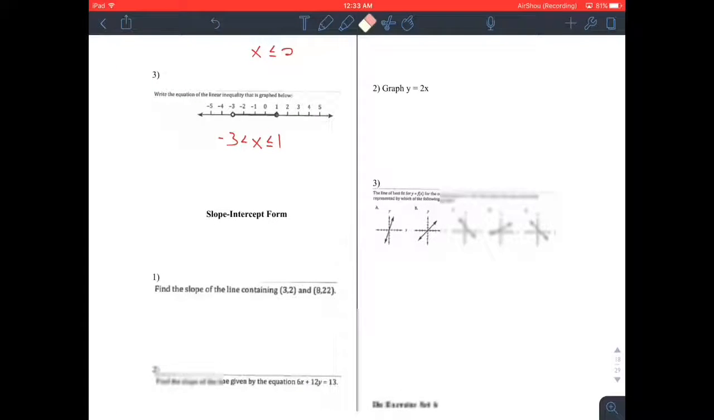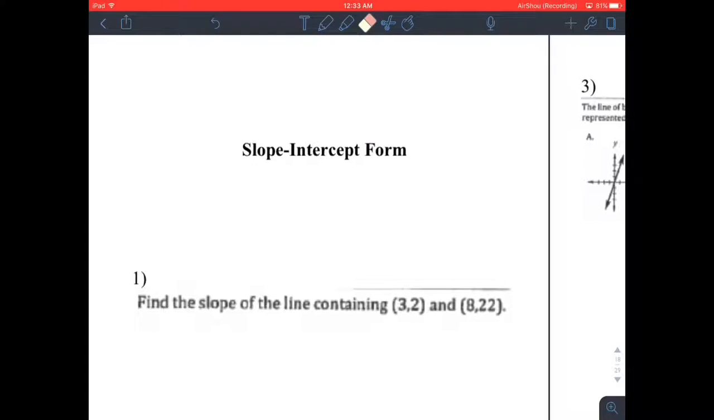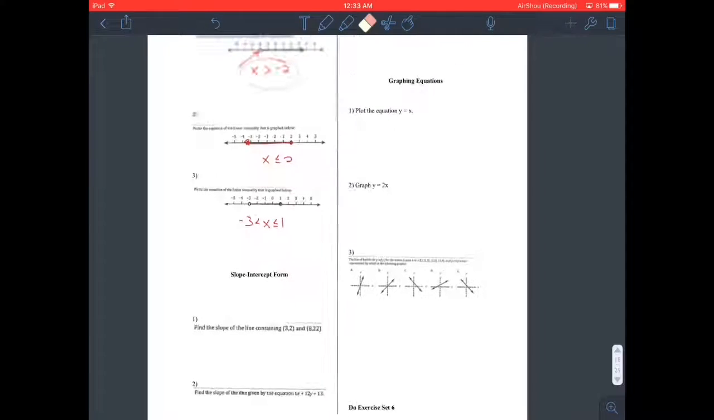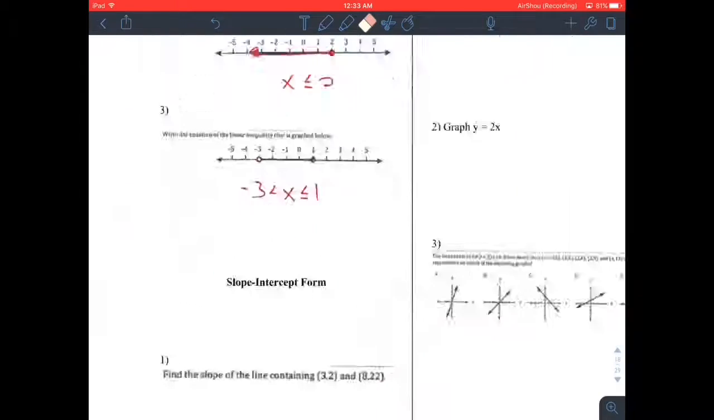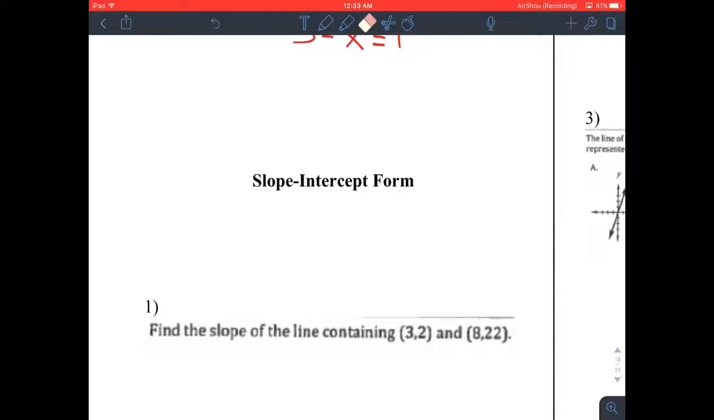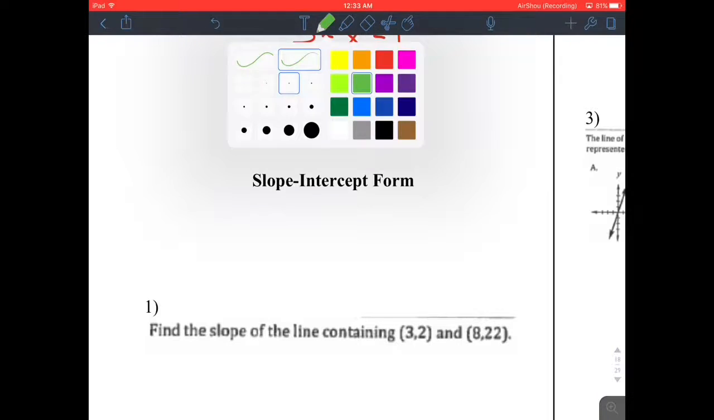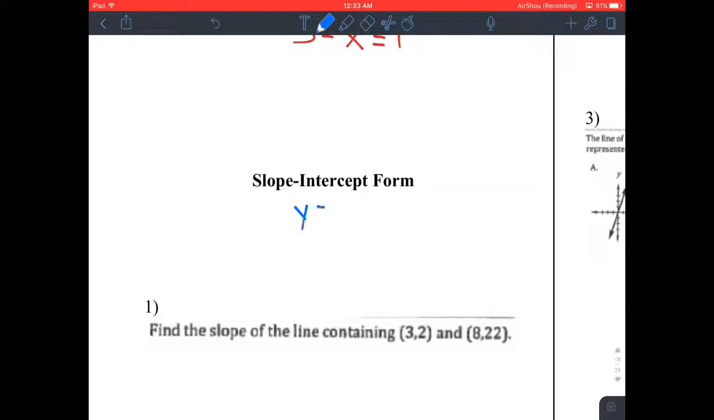So different forms of lines. Slope-intercept form. Let's talk about that. Slope-intercept form is y equals mx plus b, where b is the y-intercept and m is the slope.